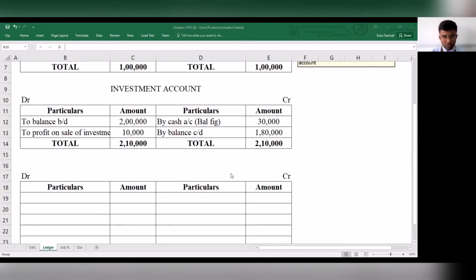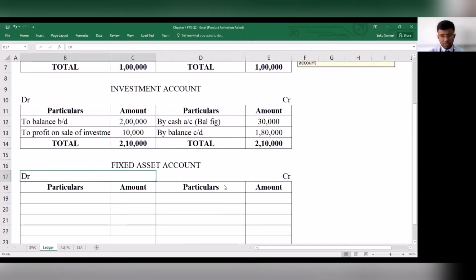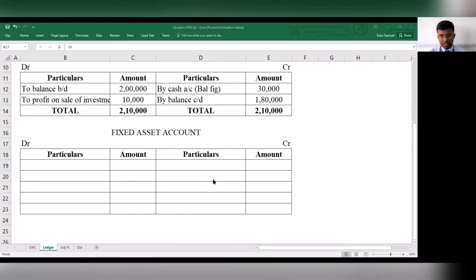Okay, the next thing we have to do is prepare the fixed asset account. This is also a real account. So you will be starting off on the debit side, and here how much is it? It is 5 lakh, and then here it is 7 lakh. Then what have they told you?